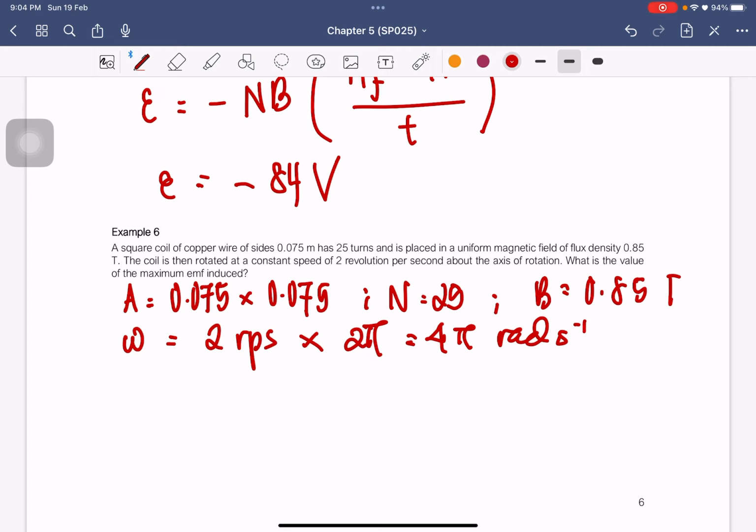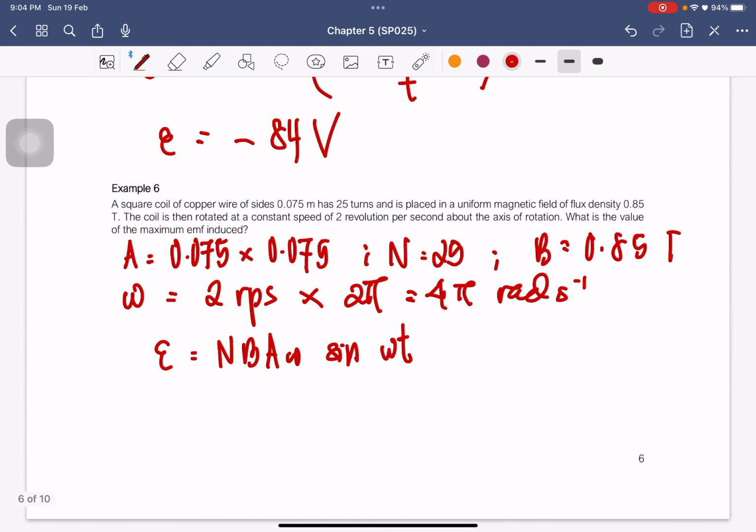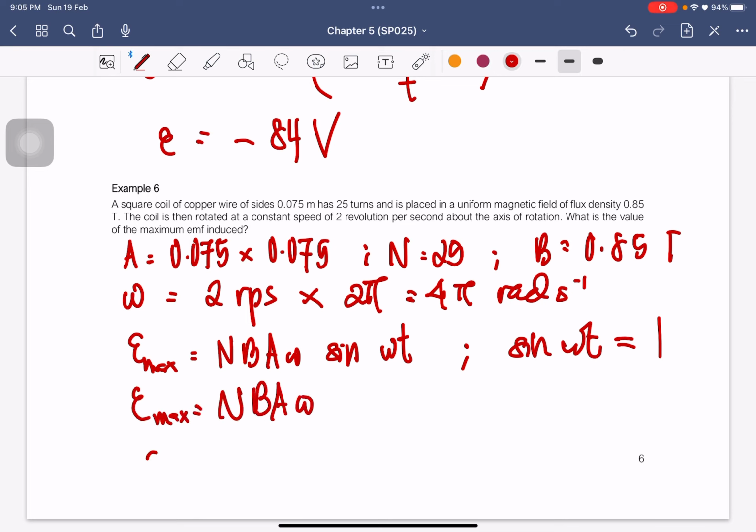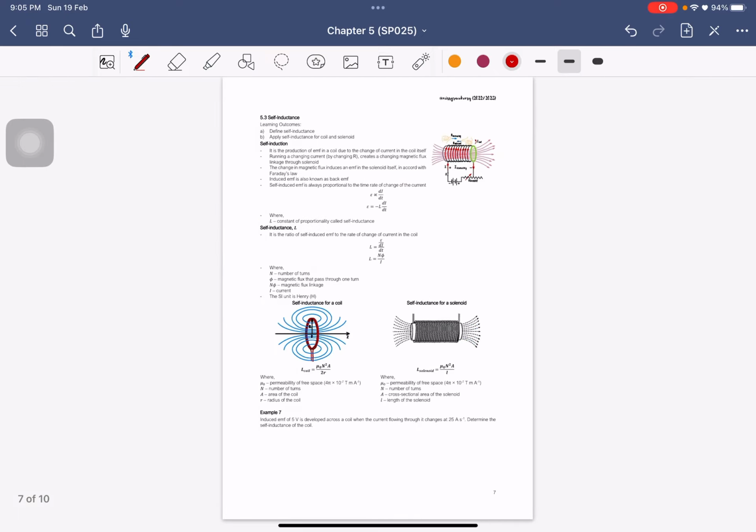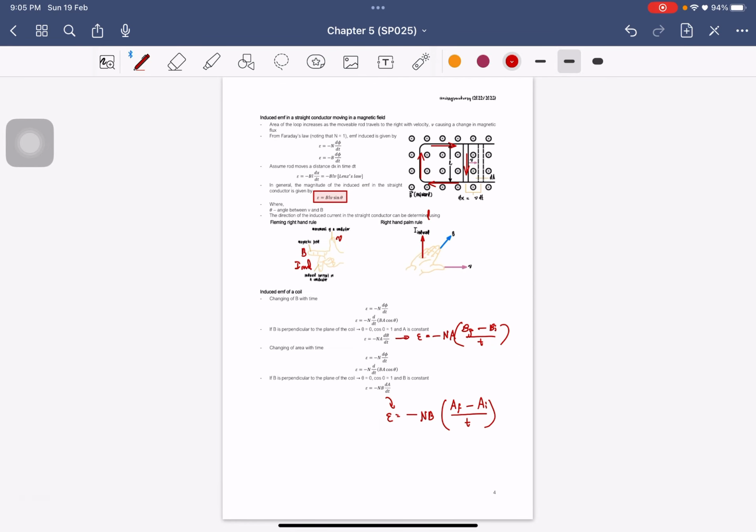Okay, so what is the formula for a rotating coil? It is NBA omega sin omega t. Okay, so for maximum, what needs to happen when the induced EMF is maximum? Sin omega t must equal 1. So it will be NBA omega. Okay, so what is the maximum induced EMF value? It will be equal to 1.5 volt. Alright, so that is example number 6. So yeah, that is basically our second subtopic.